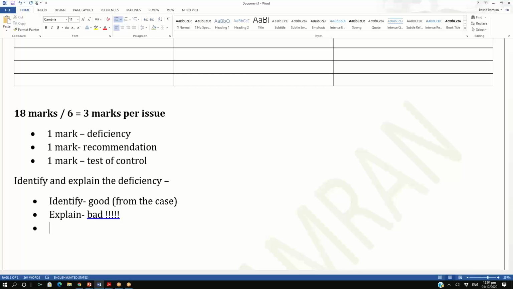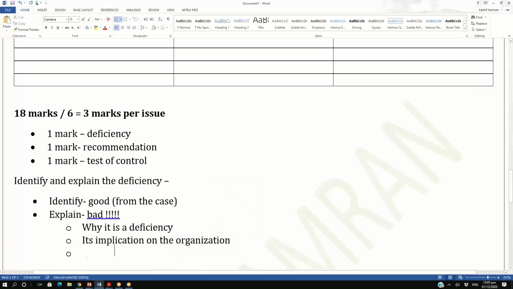Now, what you should do to explain? When you identify the deficiency, that means you've already taken half a mark. But you then need to explain why it is a deficiency. So your focus should be why it is a deficiency, and possibly thinking about what it is, why it is a deficiency and its implication on the organization. And you score your 1 mark.